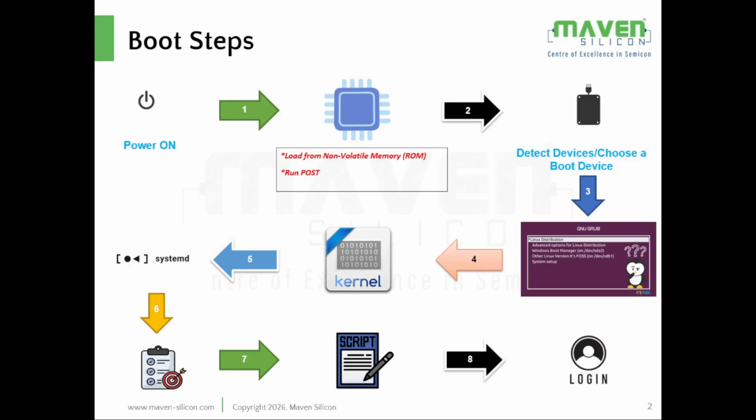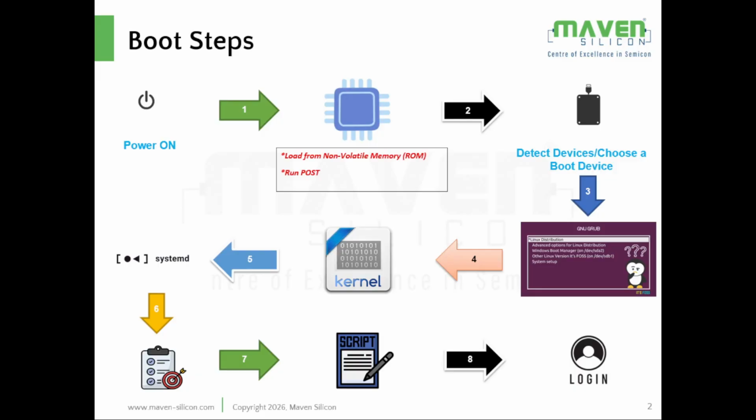Next step, that is reaching the final state. Once all required services are started, the system reaches its target state. For servers, this is usually multi-user.target. For desktop systems, it is graphical.target. At this stage, the system is fully ready. We'll see either a terminal login prompt or a graphical login screen managed by display managers like GDM, LightDM, or SDDM.